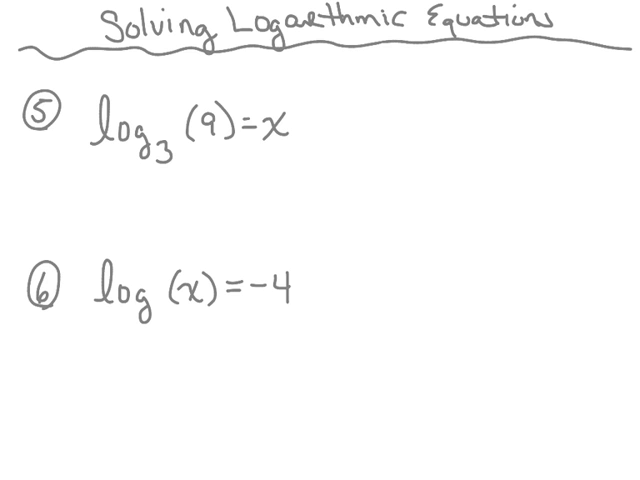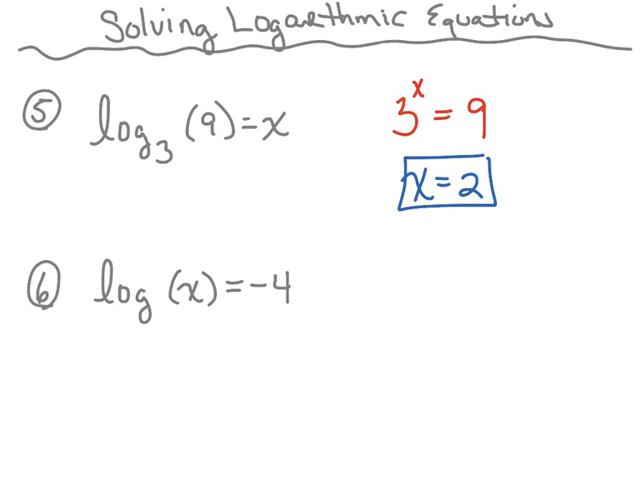Number 5, log base 3 of 9 equals x. First, we need to rewrite this as an exponential. That exponential becomes 3 to the x power equals 9. So I need to find a value for x. What number can I replace x with so that when I do 3 to that power, I end up with 9? In this case, that value is 2, because 3 squared would equal 9. Therefore, the solution of this equation is 2.